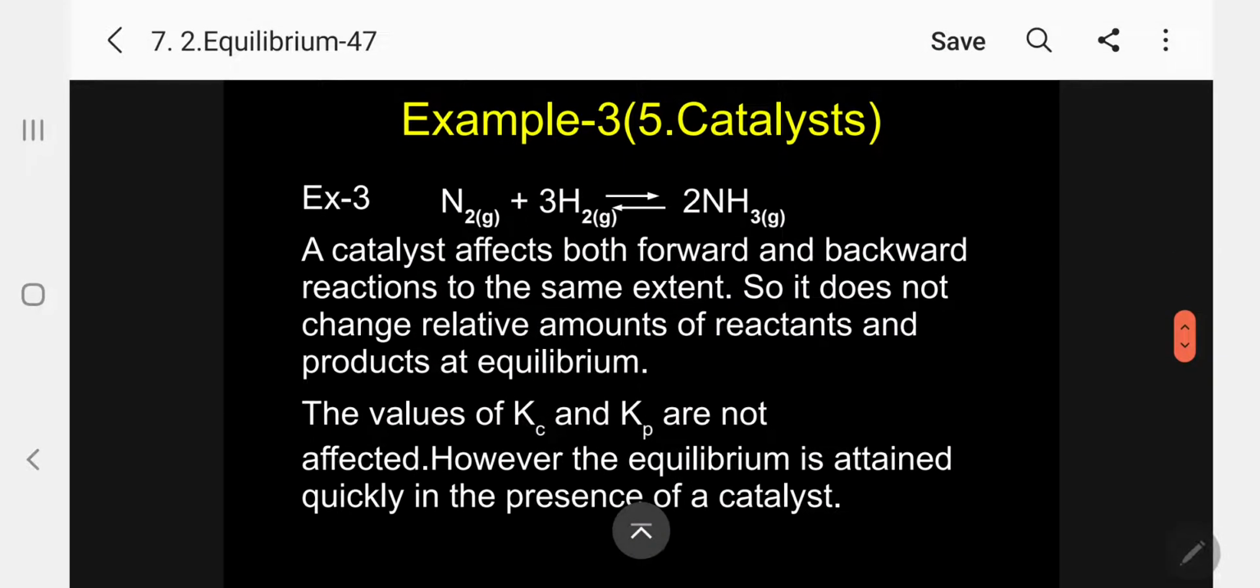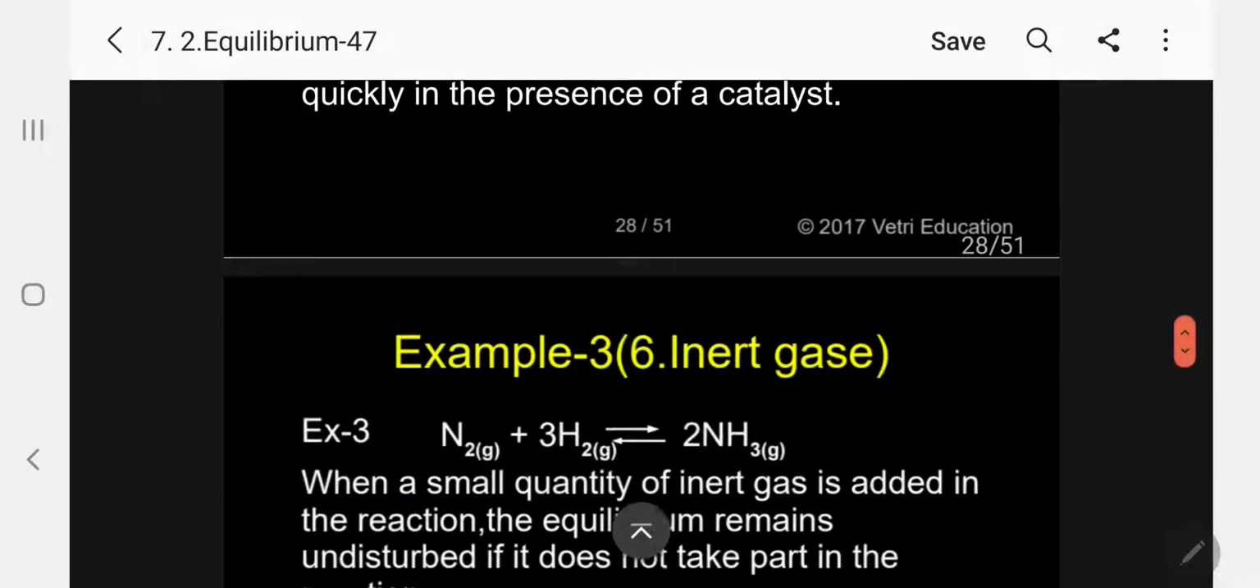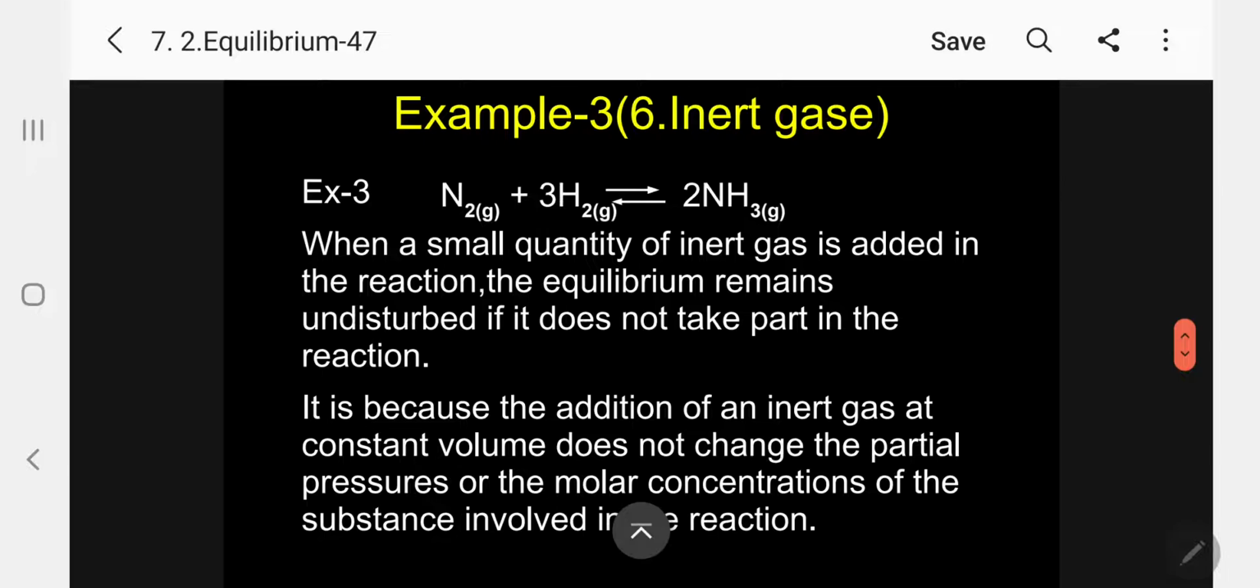Coming to catalyst, as usual, a catalyst affects both forward and backward reaction to the same extent, so it does not change the relative amounts of reactant and products at equilibrium. The values of Kc and Kp are not affected. However, the equilibrium is attained quickly in presence of a catalyst because catalyst will decrease the energy of activation. Inert gas, as in the previous cases, when a small quantity of inert gas is added in the reaction mixture, the equilibrium remains undisturbed since it does not take part in the reaction, chemically inert. So there is no change in the equilibrium.